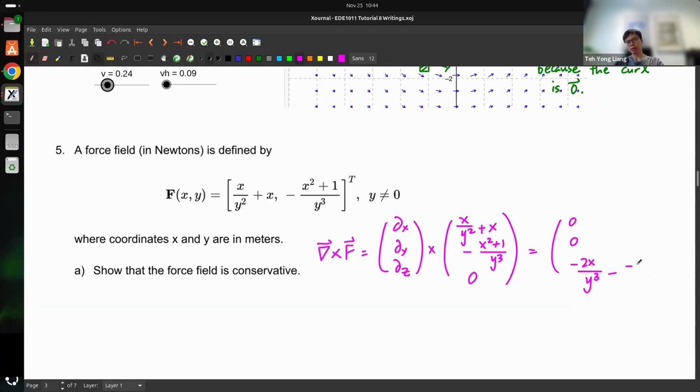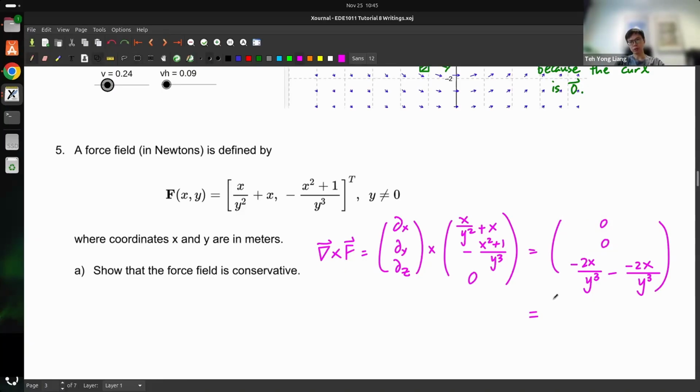So you get minus 2 times x, because x is a constant, then divide by y cubed, okay? Because you bring down the minus 2, then the power becomes minus 3, right? So therefore you get over y cubed here. Then the x is a constant, just put it down. Then the minus 2 comes from the power being brought down. Is that right? So therefore you can see that this is giving you the 0 vector.